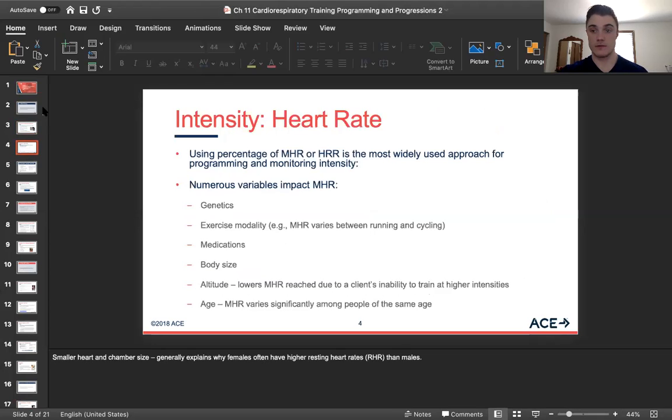So we have the first one, which is heart rate, and we're going to go over the variables that impact the max heart rate a little bit. And some of them are mainly common sense, but you'll be able to see a little bit later how that works out. But we have genetics, we have exercise modality, we have medications, body size, altitude, and age.